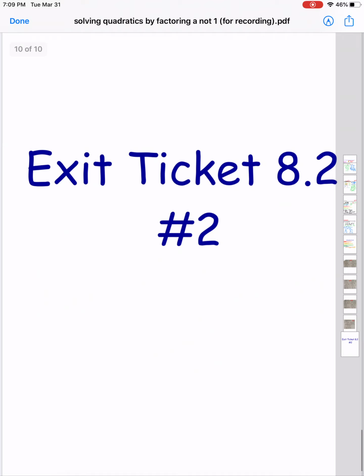Last but not least, on exit ticket 8.2, which you started in the last lesson, please go ahead and try number 2. Again, you don't have to submit this work to us yet. You're not going to do that until you've answered the entire exit ticket, but I would go ahead and try number 2 since that has to deal with this particular lesson.